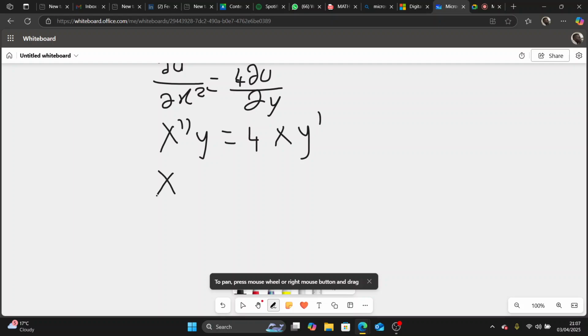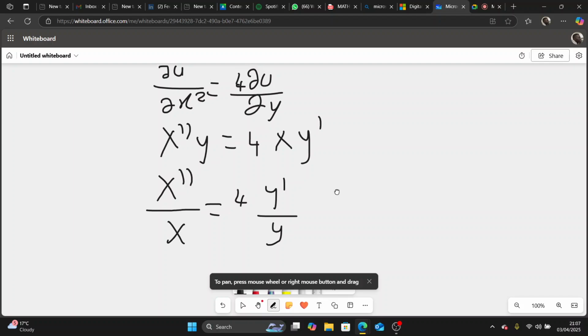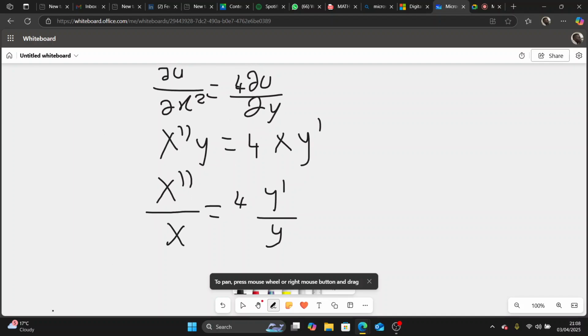Do you agree for me to get this one? I can write like this, and I can also write like this. Now you have separated variables. You brought the Y together, you brought the X together. That's the first step. Are you with me here? Yes, sir. That is why you see this solution like this.